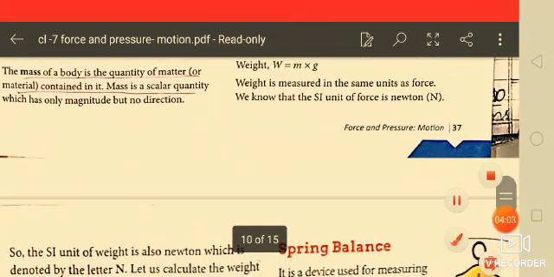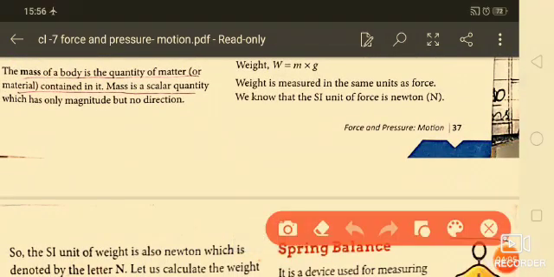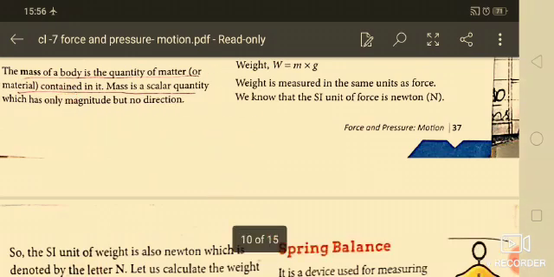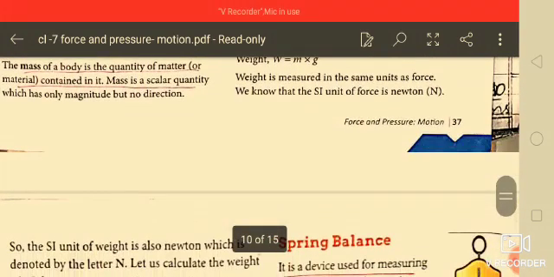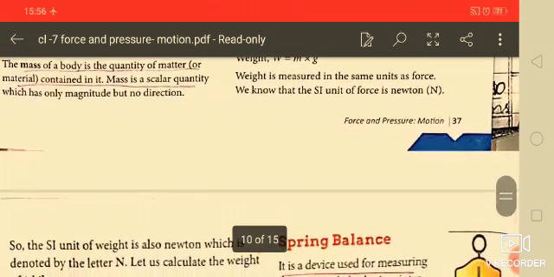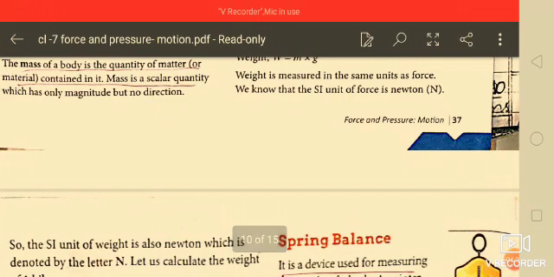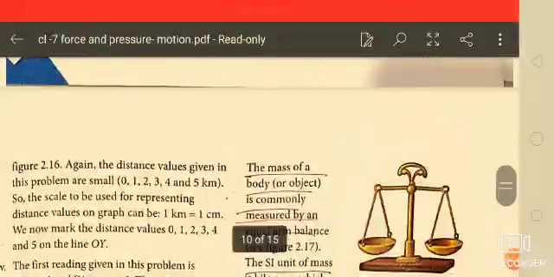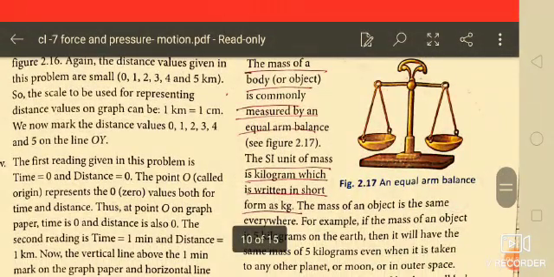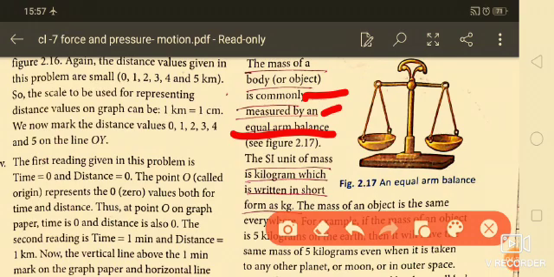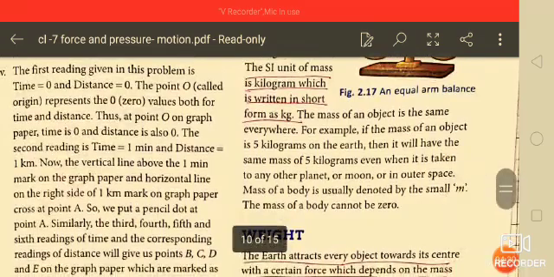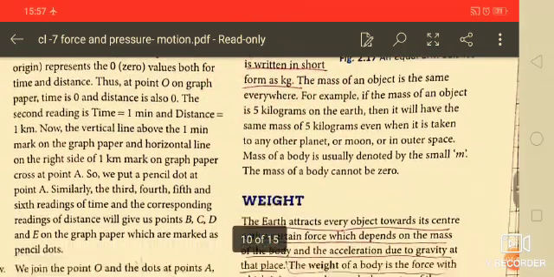Now students, next one is mass. What is the mass? The mass of a body is the quantity of matter, that means the material contained in it. Mass is a scalar quantity. Scalar means it has only magnitude, that means 5 kilo, 1 kilo, but not the direction, like north, east, west or south. The mass of a body is commonly measured by an equal arm balance. And the SI unit, which is most important, in short form is kilogram. The SI unit of mass is kilogram.